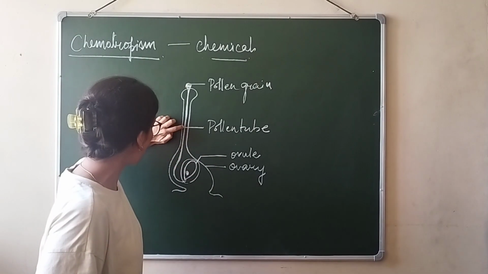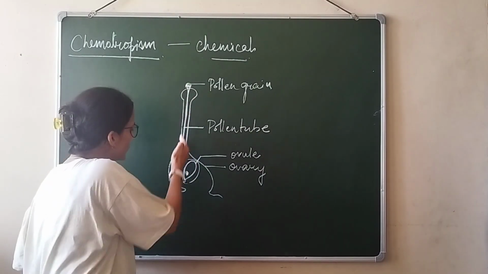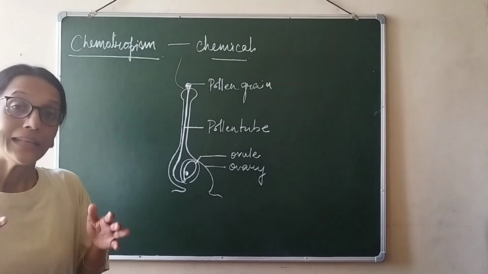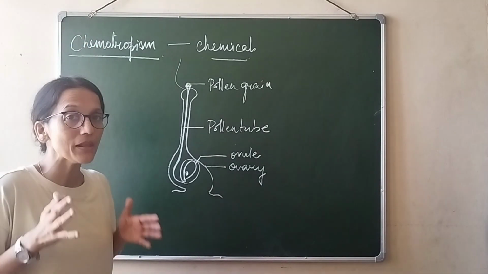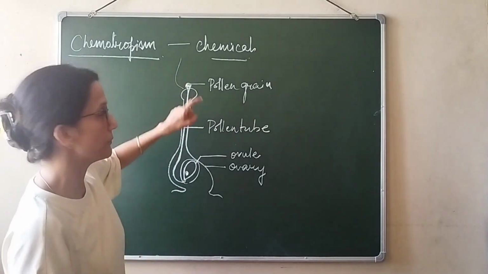The question is, if this pollen tube grows, why does it always grow downwards? Why doesn't the pollen tube grow upwards? This does not happen because the plant or the flower has a method of giving direction to the pollen tube.